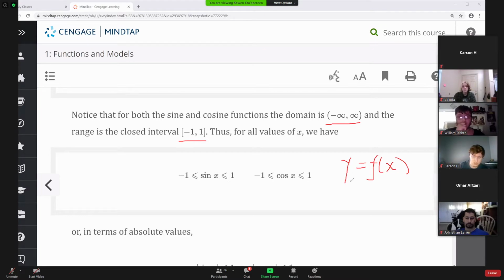Okay, now for the sine function and cosine function, the domain is all real numbers, right? The range is from negative 1 to 1. It's very small, right? From negative 1 to 1, closed interval.